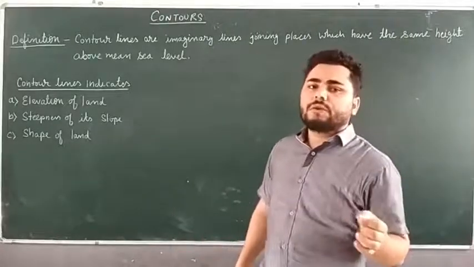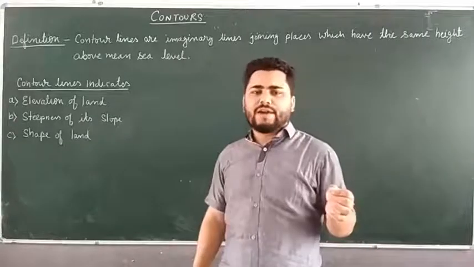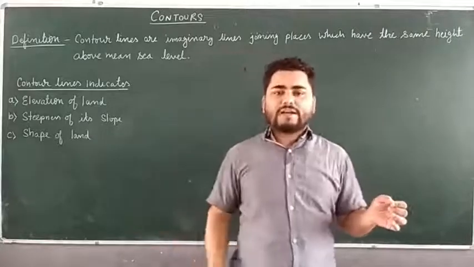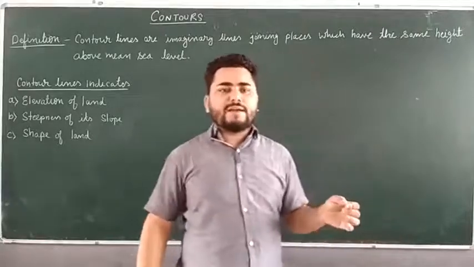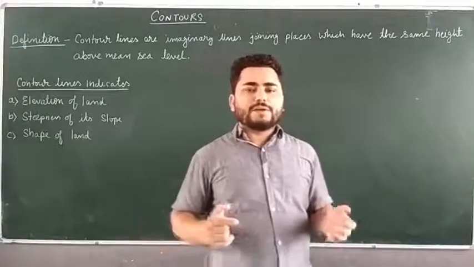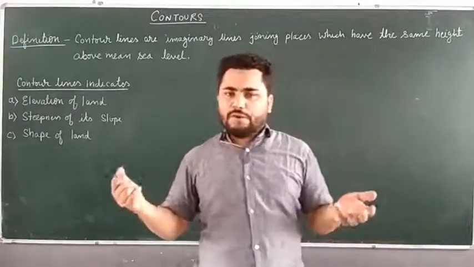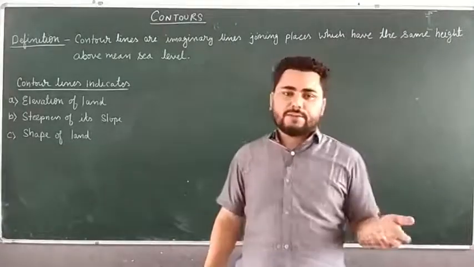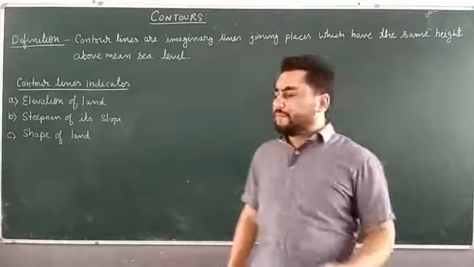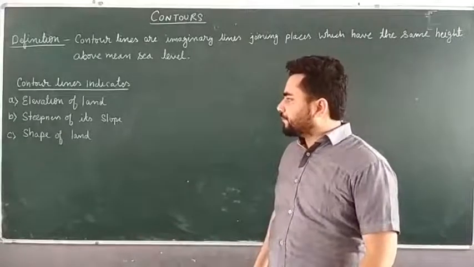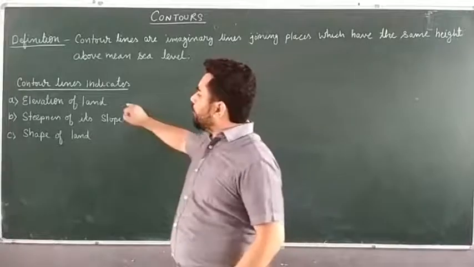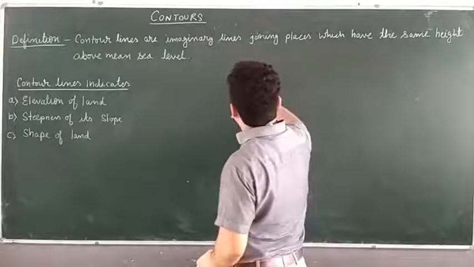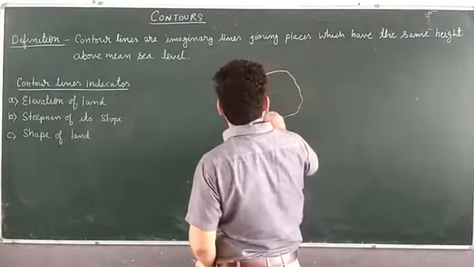And we can also know about the shape of land, the configuration of land, whether the land is a hill, or a ridge, or a valley, or a depression. We can come to know which shape of land that is, right? So these are the benefits of contour lines. Now, how do we come to know about the elevation of land? We come to know the elevation of land by the numbers written on contour lines.